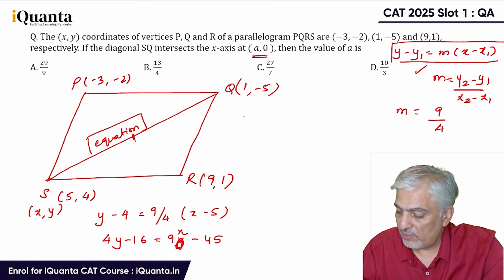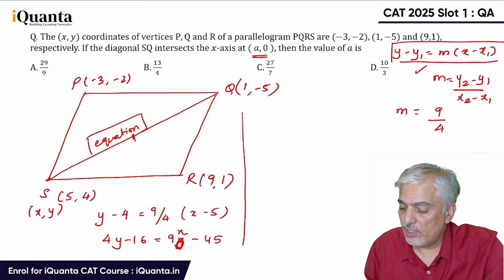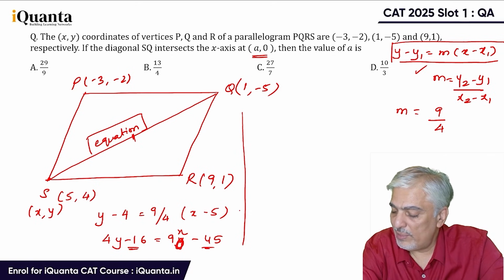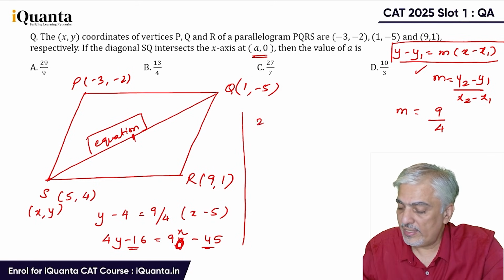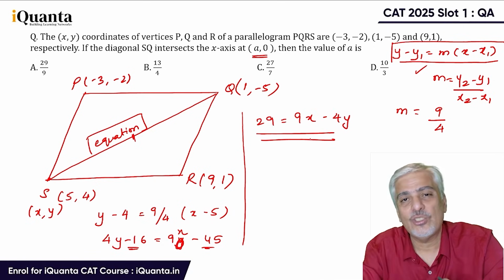You can write it whichever way you want, because anyway you have to find the equation properly. So I can write negative 16 plus 45, I bring it over here. So that will be 29, right? So 29 will be 9x minus 4y. That's the equation of the diagonal SQ.